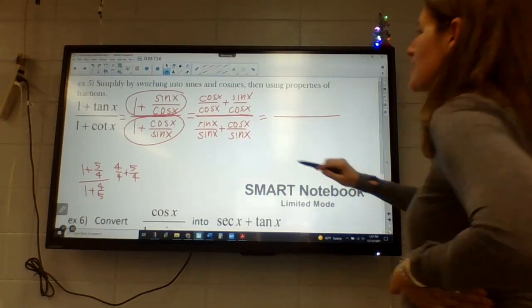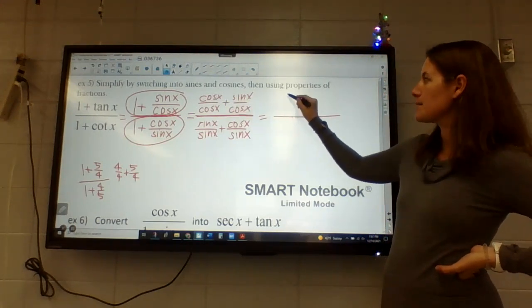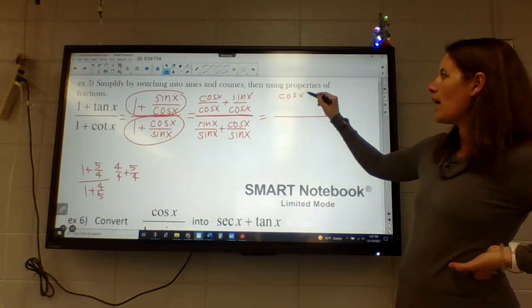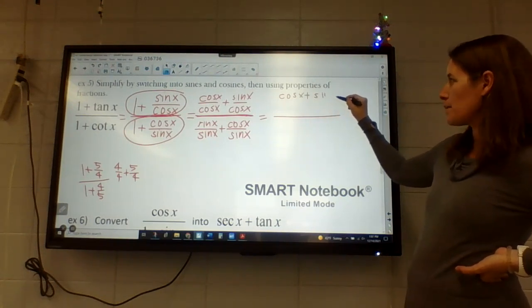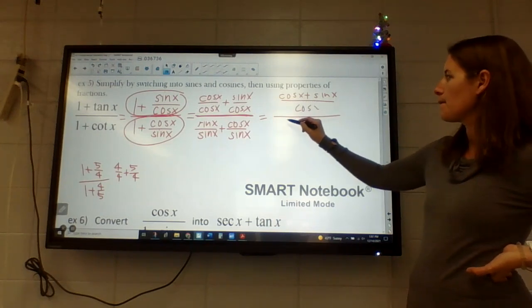Okay, so guys, now that we have these common denominators, now I can just add the tops. Obviously we can't do much with them because they're not like terms.